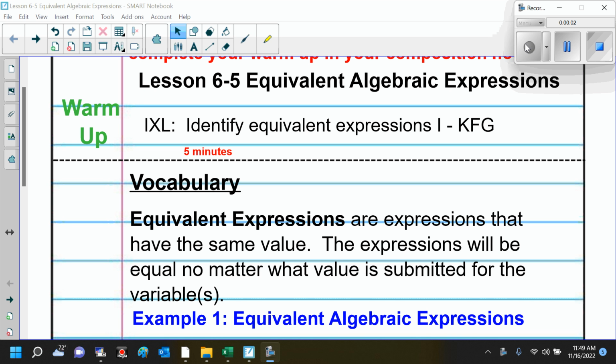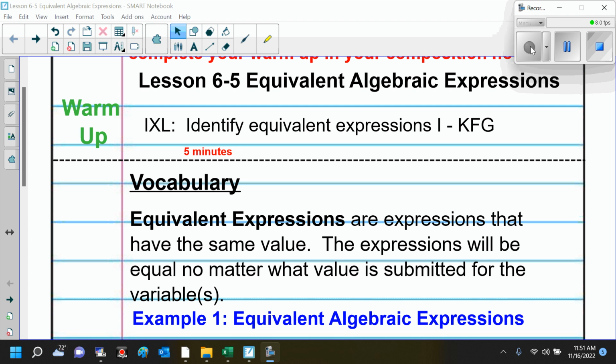All right, so lesson 6-5 is equivalent algebraic expressions. You're going to write down this vocabulary, which is equivalent, the definition for equivalent expressions. Those are expressions that have the same value. The expressions will be equal no matter what value is substituted for the variable or variables.